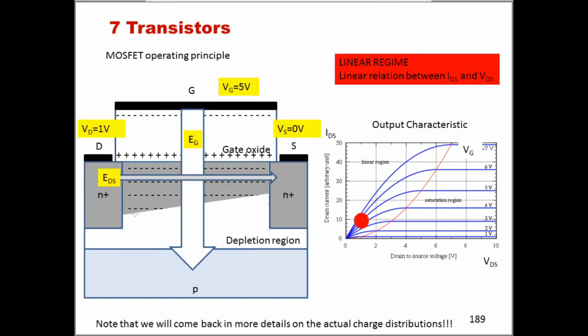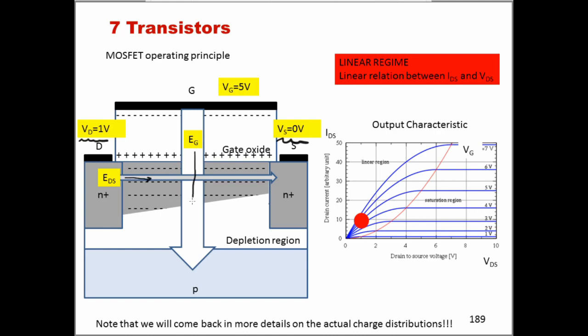So if we now imagine applying a small VD bias, and we assume that from this point onward the source is always at 0 volts, at a reference potential 0. So if we now apply 1 volt, there is now an electric field between the drain and the source contact that is directed in the way that I've shown here.